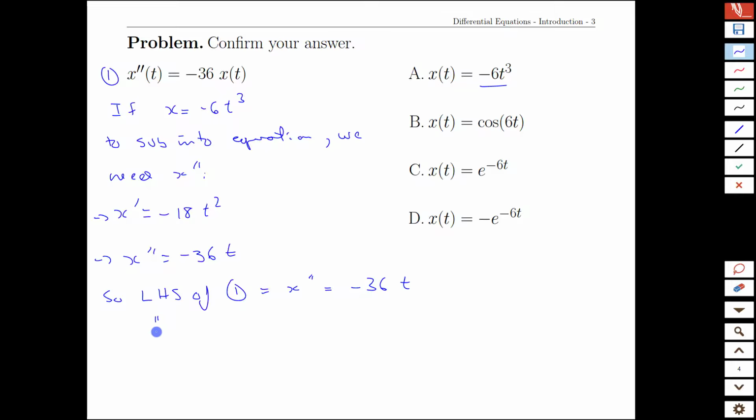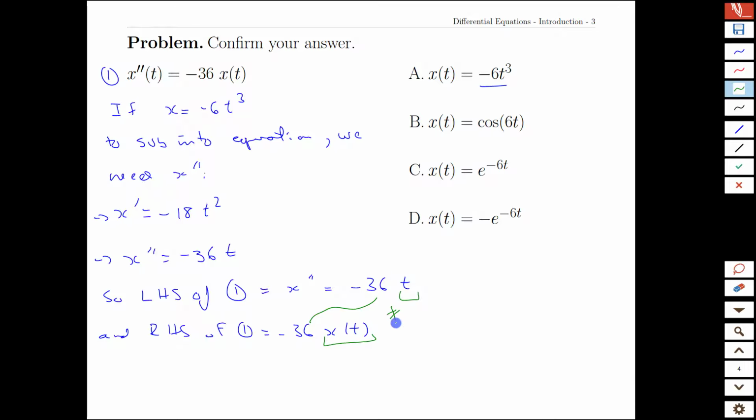But the right-hand side of 1 is equal to negative 36x of t. Oh, there's a discrepancy here. The 36's and the negatives work out nicely, but x and t are definitely not the same things. T is time, x would usually be position, units are different, meaning's different, everything's different, so these are not equal to each other.